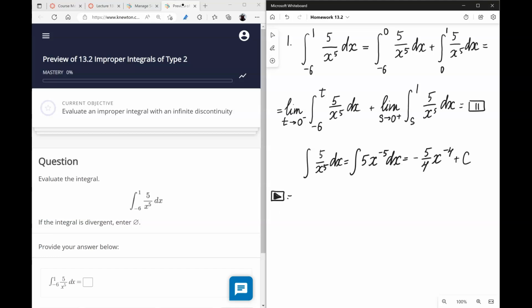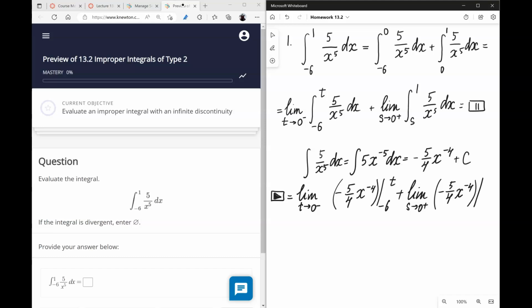So let's continue with the main solution. The first one is the limit as t approaches 0 from the left side, and we have -5/4 x to the power -4, evaluating it between -6 and t, plus we have the limit as s approaches 0 from the right of -5/4 x to the -4 from s to 1.